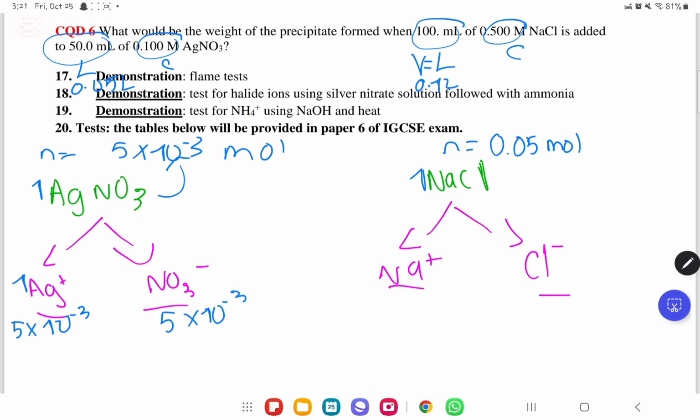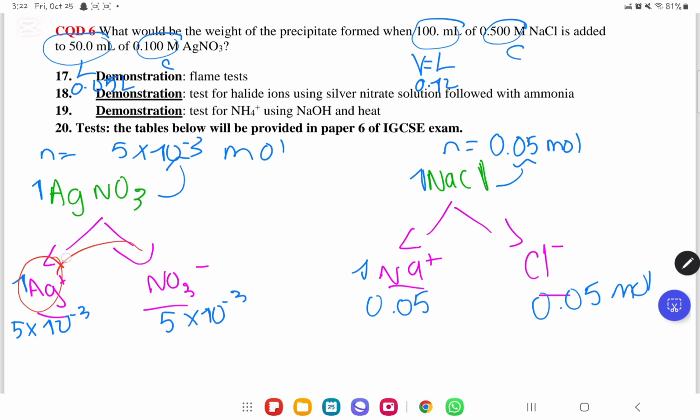Here 1 NaCl gave us 0.05 mole. So 1 Na plus will give us 0.05 mole, and 1 Cl minus will give us 0.05 mole. So now we found what? We found the moles of every single ion. So now let's find out which of them forms a precipitate.